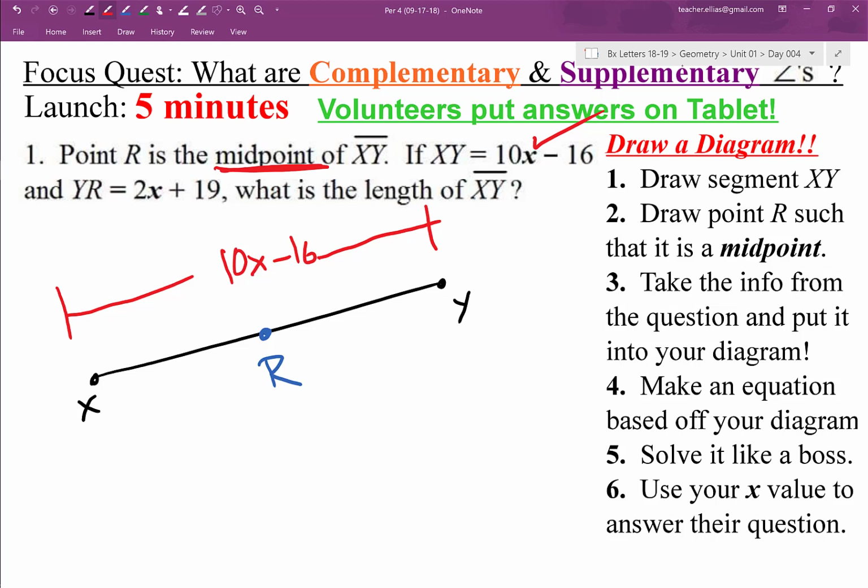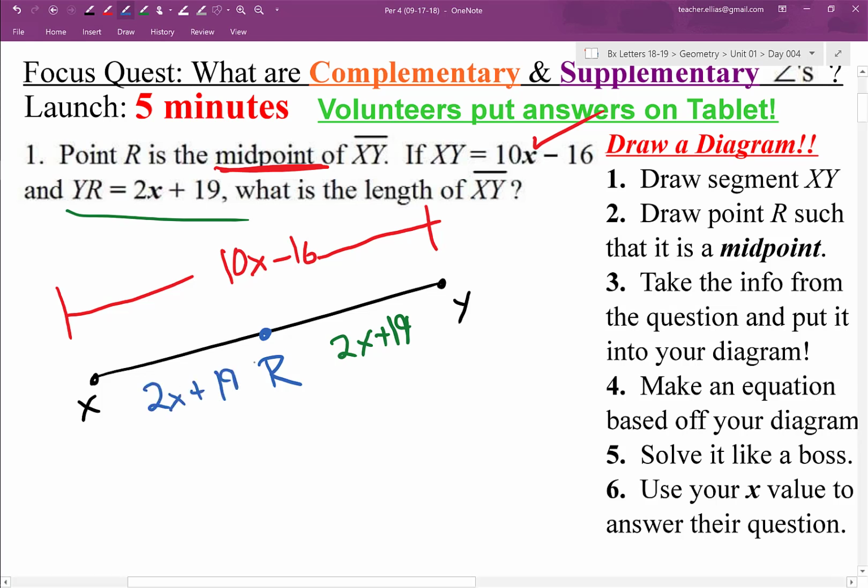All right, so all of it can be 10x minus 16. What else can we put in our diagram? YR equals 2x plus 19. Perfect, right there. Is there anything else we can do? Matthew. Since R is the midpoint, you know that if RY is 2x plus 19, XR is 2x plus 19 also. Awesome, because what does a midpoint do to a segment? Splits it equally into two pieces. Yeah, two congruent parts.